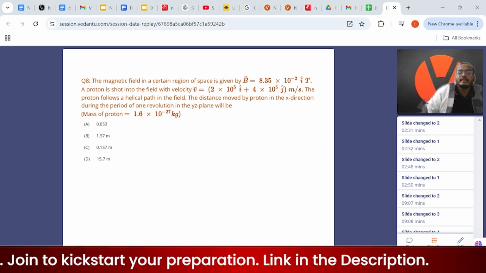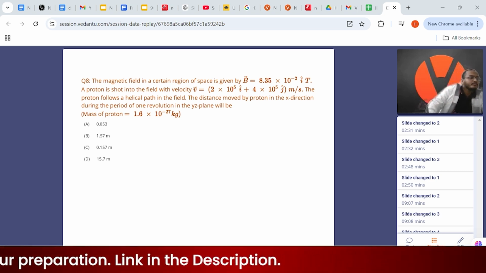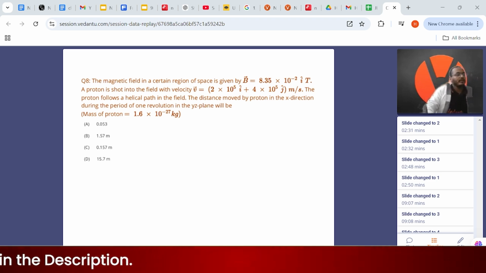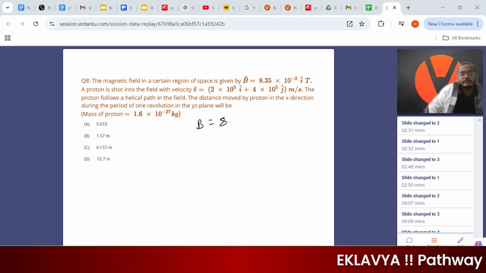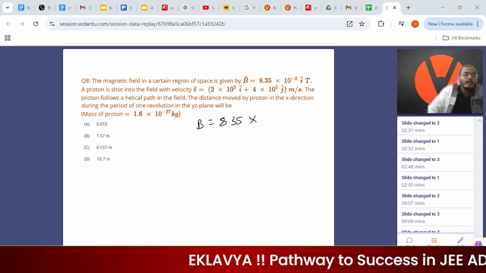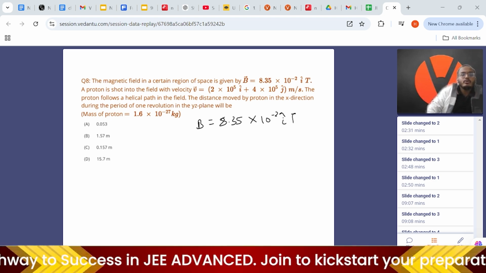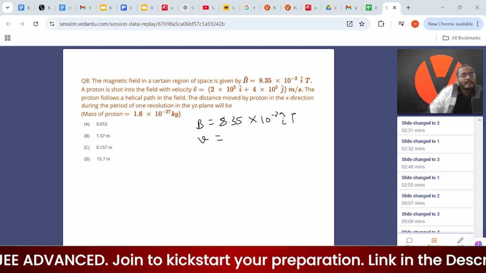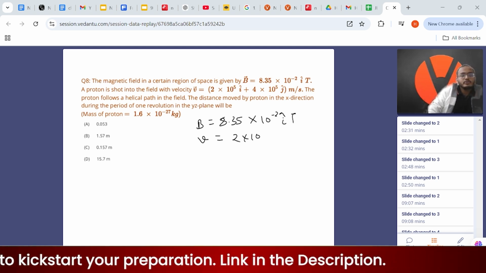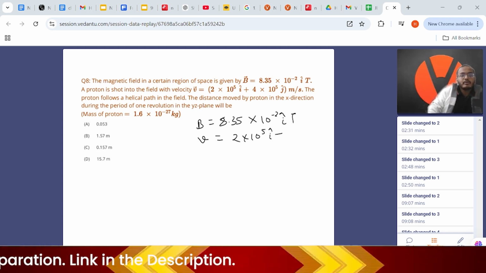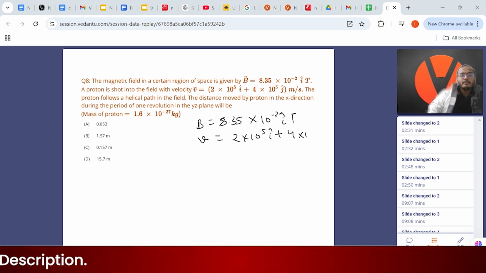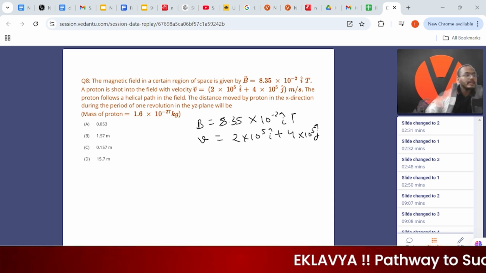Now you know that the time period will be 2 pi m by qB. So let's just solve it. See, B will be equal to 8.35 into 10 raised to the power minus 2 i cap Tesla. Velocity will be equal to 2 into 10 raised to the power 5 i cap plus 4 into 10 raised to the power 5 j cap.